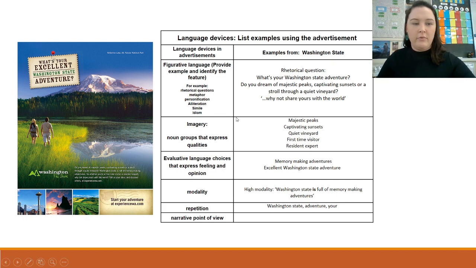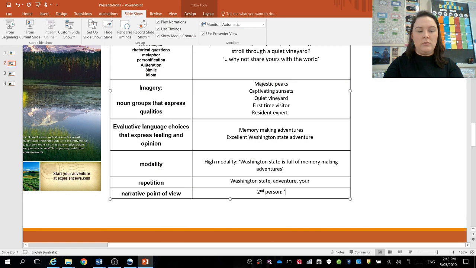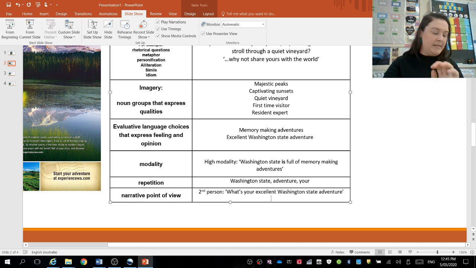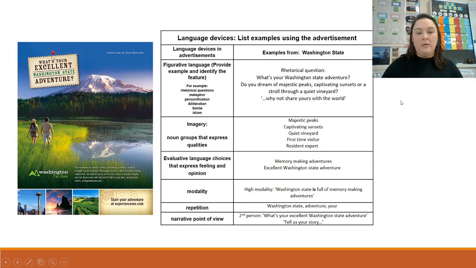Second person. And don't forget to include an example of how you know it's second person. So, and maybe an example from the copy text might be beneficial as well. Tell us your story. Let's write that one down. Dot, dot. Okay, there you go. So because it's specifically referencing us or you or I as the target audience, we know that that's second person.